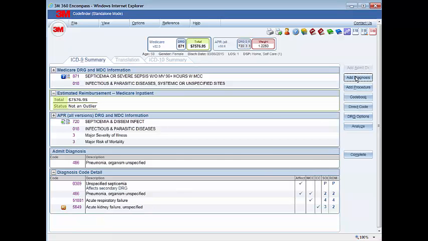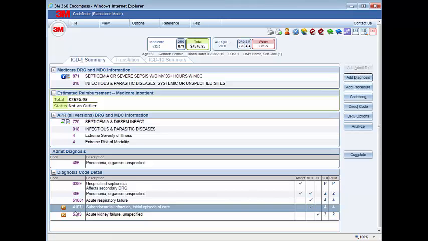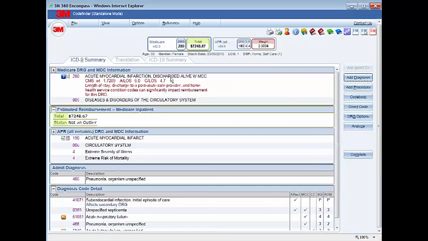What if my patient had a heart attack, and that's what they were being seen for? So I'm actually going to change my principal diagnosis to acute myocardial infarction. You can see now I'm in the DRG 280 for acute myocardial infarction.